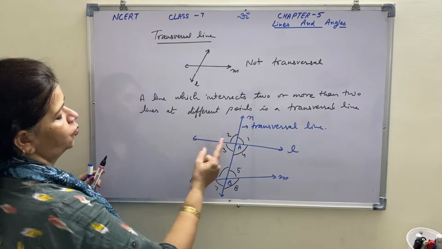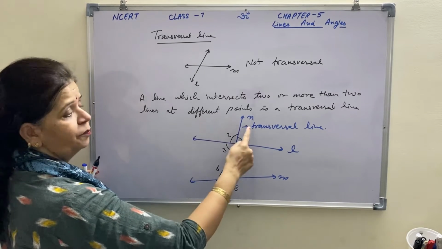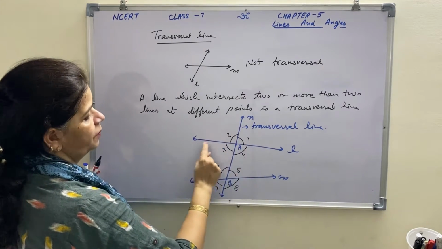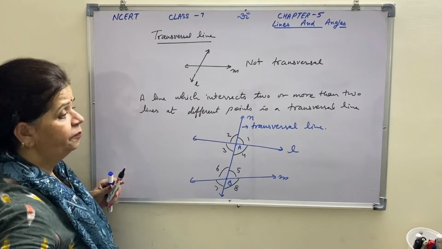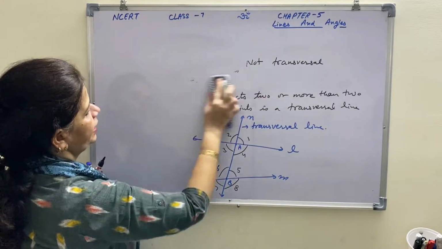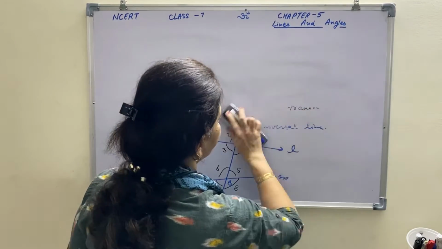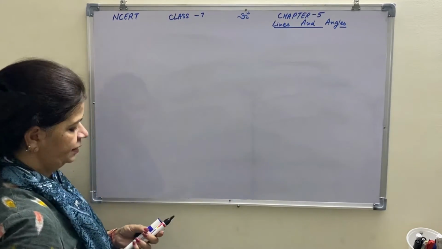First, you already know here 1 and 2 are making a linear pair, because 1 and 2 are making a straight line. We will discuss this. I will draw this again and we will discuss the types of angles which our transversal is making with these two lines.